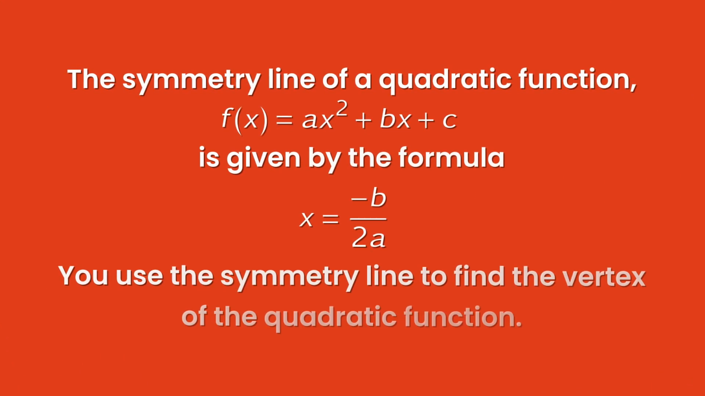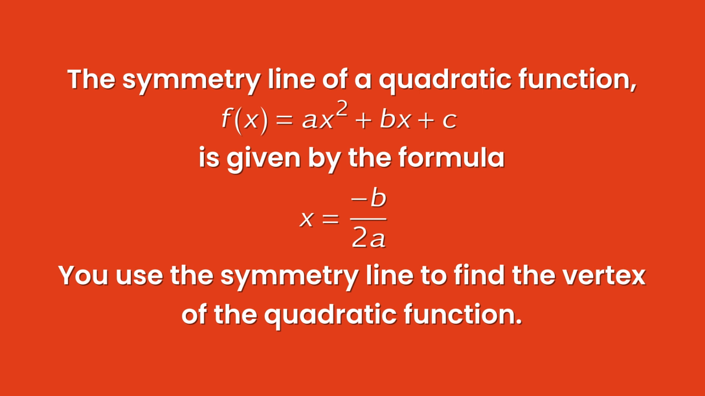The symmetry line of a quadratic function, f of x equals ax squared plus bx plus c, is given by the formula x equals minus b over 2a. You use the symmetry line to find the vertex of the quadratic function.